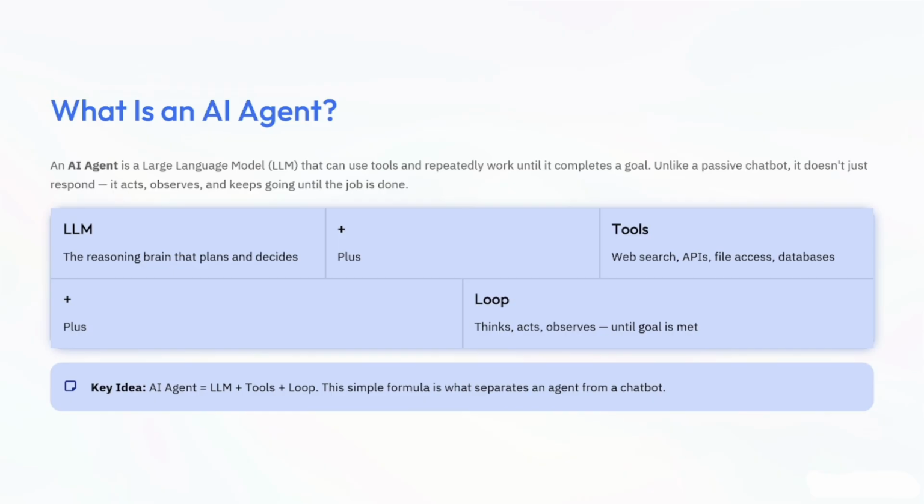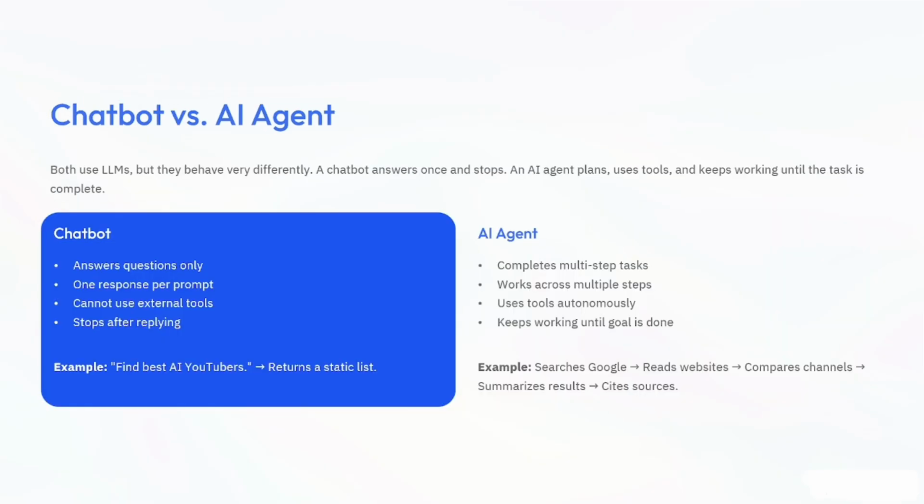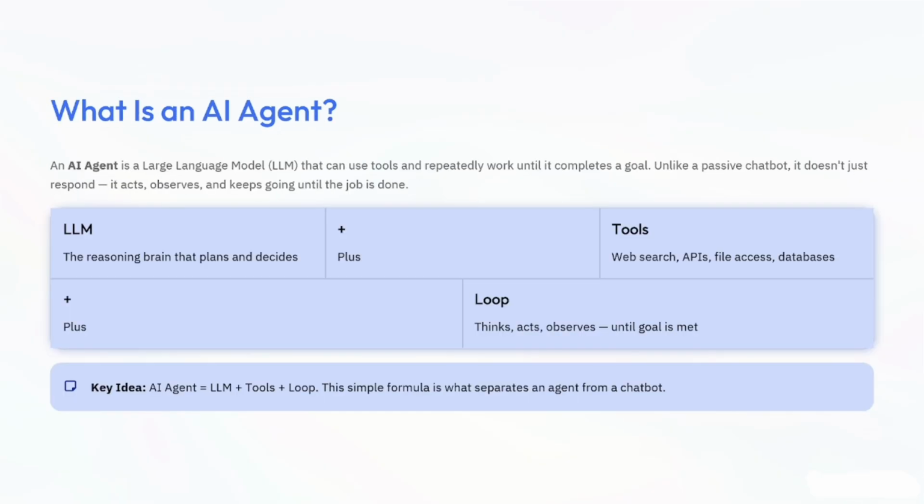So first of all, what is an AI agent? It's basically an AI system that actually thinks, uses tools and continues working until it finishes a task. So in simplest language, I can say AI agent equals LLM plus tool plus loop. Now let's understand this so that you get clarity on what I actually want to tell you.